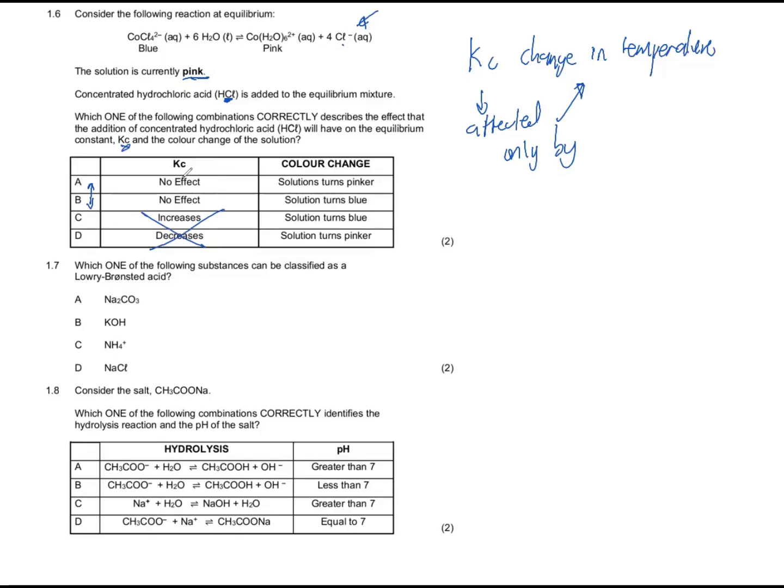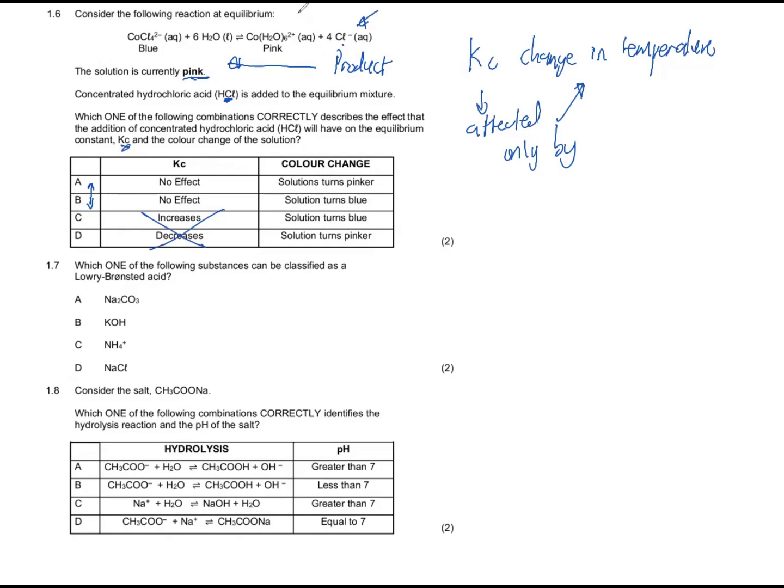Now, is it no effect on Kc, but the solution turns pinker? Or is it no effect, but the solution turns blue? Understand this: according to Le Chatelier's principle, if we increase the concentration on the product side, then we have to favor the reaction that would use up the products that have been formed. So we are increasing on the product side, and we have to favor the reverse reaction so that the added hydrochloric acid can be used up.